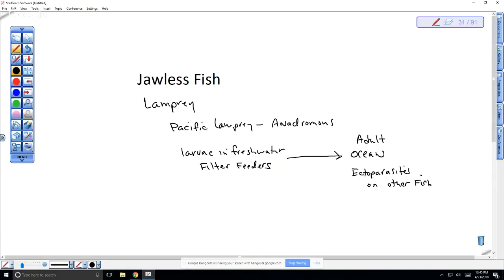Right? So they might attach onto a large salmon. They might attach onto tuna, right? So they might attach on and feed off of the larger fish. And then they drop off. So then they come back to the freshwater to spawn. So they migrate up and they use smell to do this, right? And this is where they spawn. So this is where they release egg and sperm, right? And then they die.